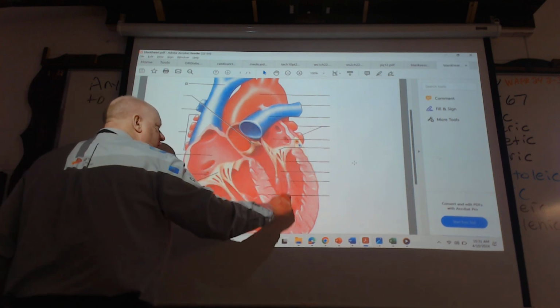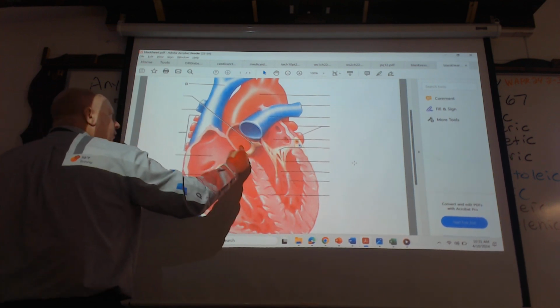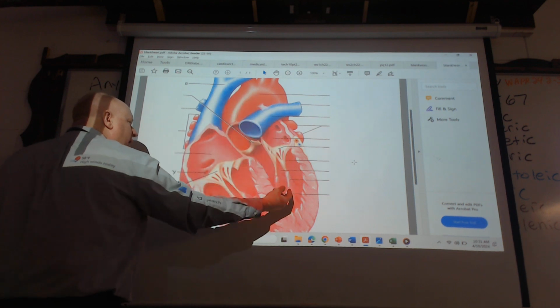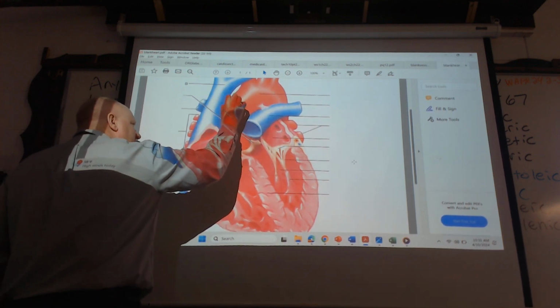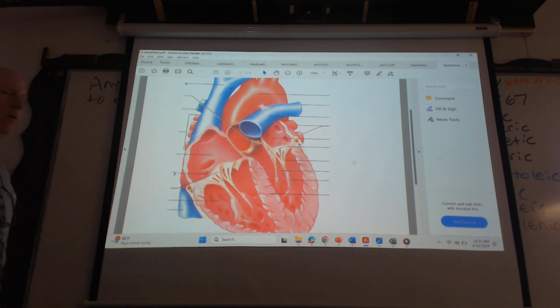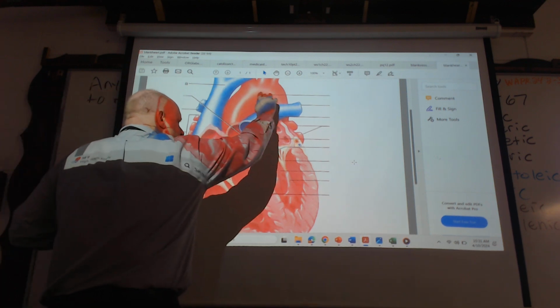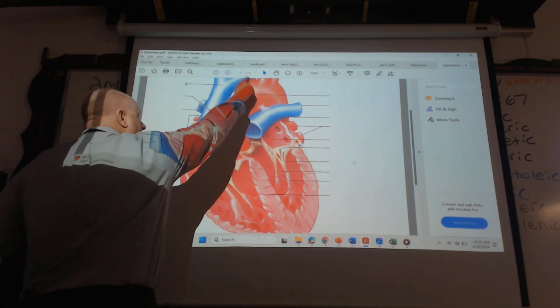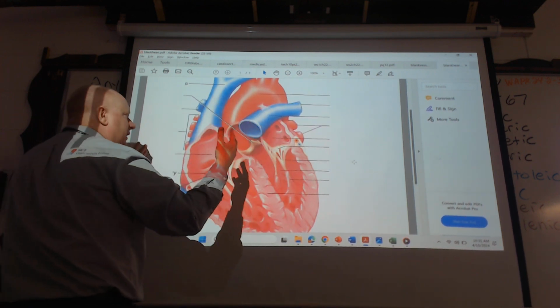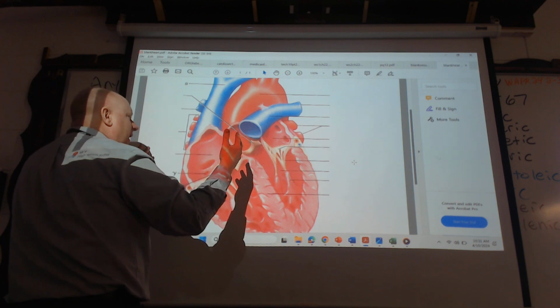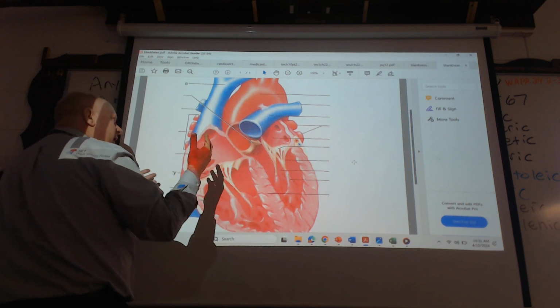So 1, 2, it's going out through the rest of the body. Once it leaves the left ventricle, what part of the circuit is it? Is it pulmonary or systemic? Right, because it's going to the rest of the body. Okay? Then all this is going through the aorta and it's going up to the brain. Oxygen has been delivered, carbon dioxide's coming back in the blood.